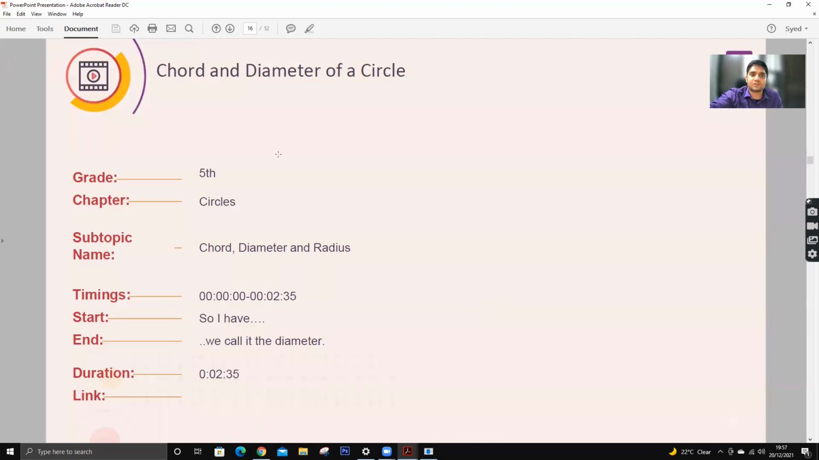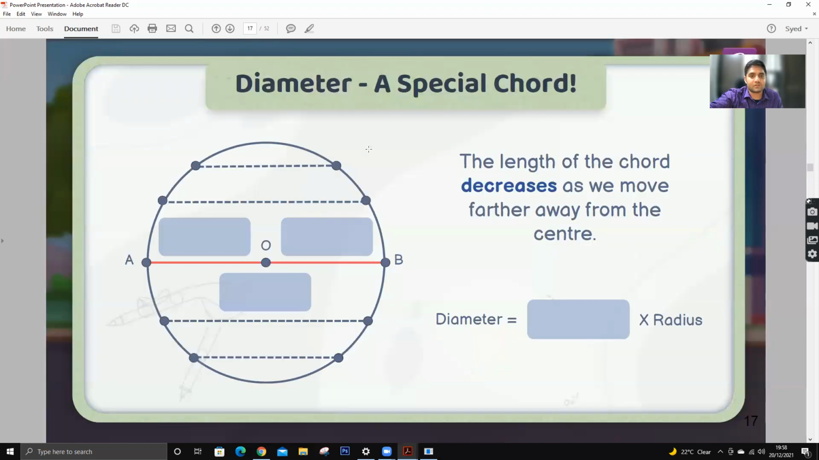Okay, move to the next. It's called a chord, and the diameter of a circle. This is the next subtopic. So what is a diameter? A diameter is a special chord. As we have already discussed so much about the radius, it is the distance from the center of the circle to the circumference, right? A diameter is nothing but double the radius. So when you fit two radii on a circle, it becomes a diameter.